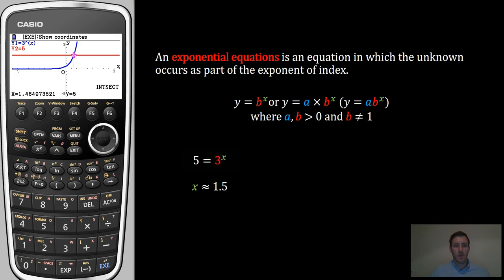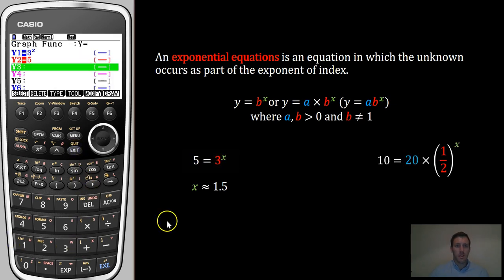You can check your answer by inputting 3 to the power of 1.5, which will be approximately 5, keeping in mind that we rounded to 1.5. In the calculator, we press exit to go back to the main graphing menu. Let's look at another example.